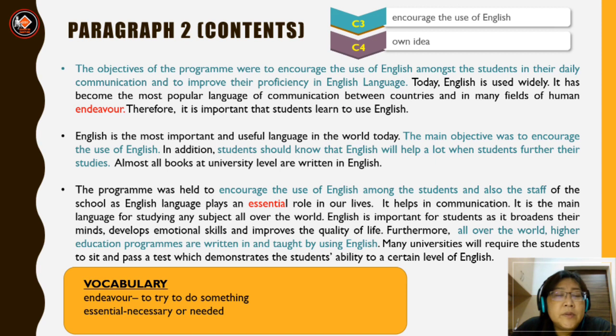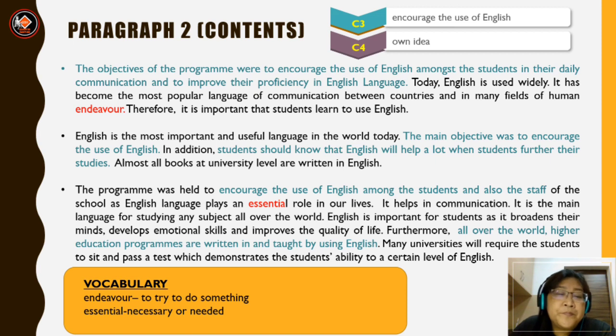The second example: English is the most important and useful language in the world today. The main objective was to encourage the use of English. In addition, students should also know that English will help a lot when students further their studies. Almost all books at university level are written in English.